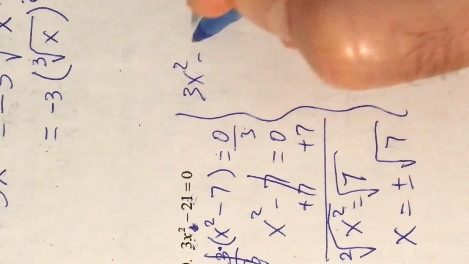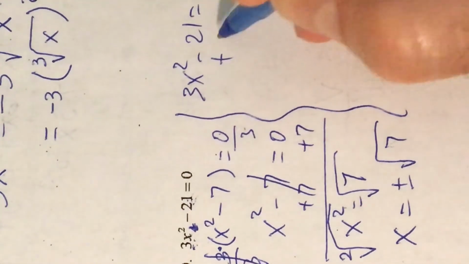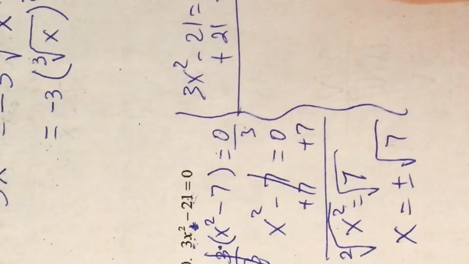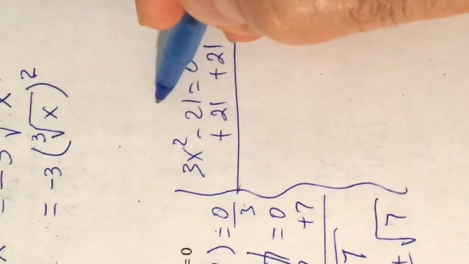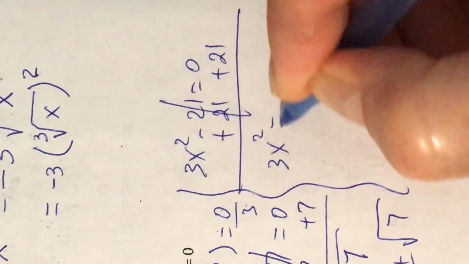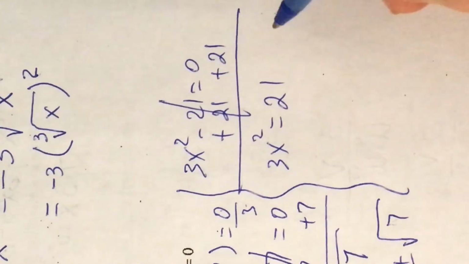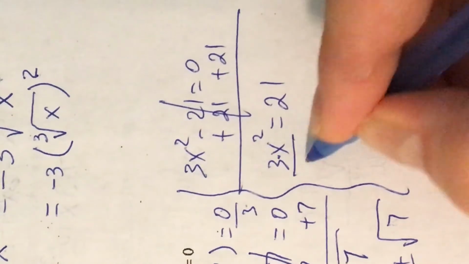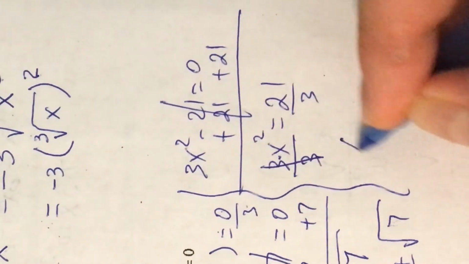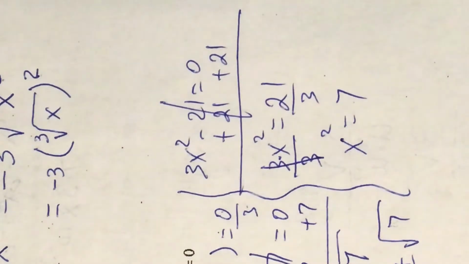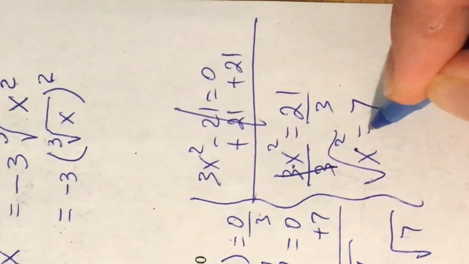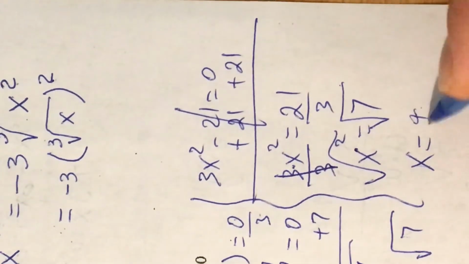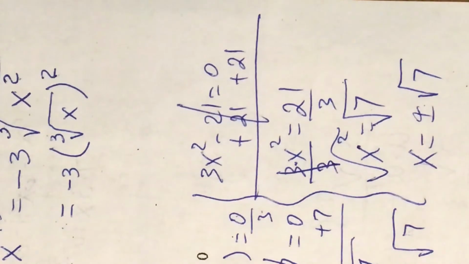If you have this, you can also add 21 from the get-go, like that. Cancels. 3x squared equals 0 plus 21 is 21. Then, since there's multiplication here, I do the opposite, division. And you see, it's the same thing. We get the same thing. So now I want to get rid of the square. I take the square root. x equals plus or minus square root of 7. So either way, whatever way you're comfortable with, doesn't matter.